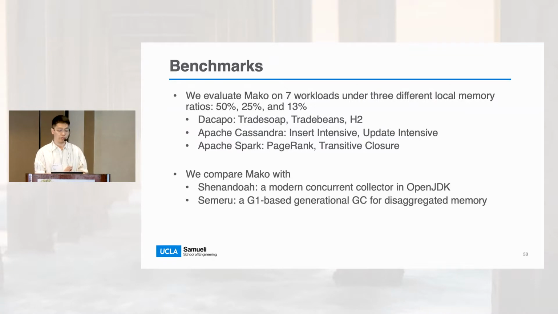Okay, it comes to the last part. For evaluation, we run Mako on 7 workloads under 3 different local memory ratios. The smaller local memory ratio means more data is on the remote memory server and hence a bigger slowdown. We compare Mako with Shenandoah GC and Semeru. Shenandoah is a modern concurrent collector in OpenJDK, and Semeru is a G1-based generational garbage collector designed for disaggregated memory. We compare them from 2 aspects, throughput and pause times.